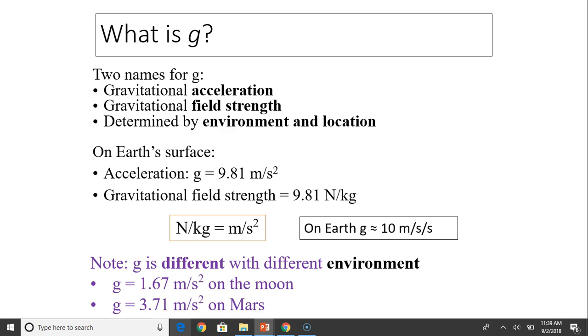On Earth, we can approximate g equals 10 meters per second squared. So when you have to do estimation, you can just use g equals 10. Note g is different in different environments. On Earth's surface it is 9.81. On the Moon's surface it is 1.67. On Mars' surface it is 3.71.